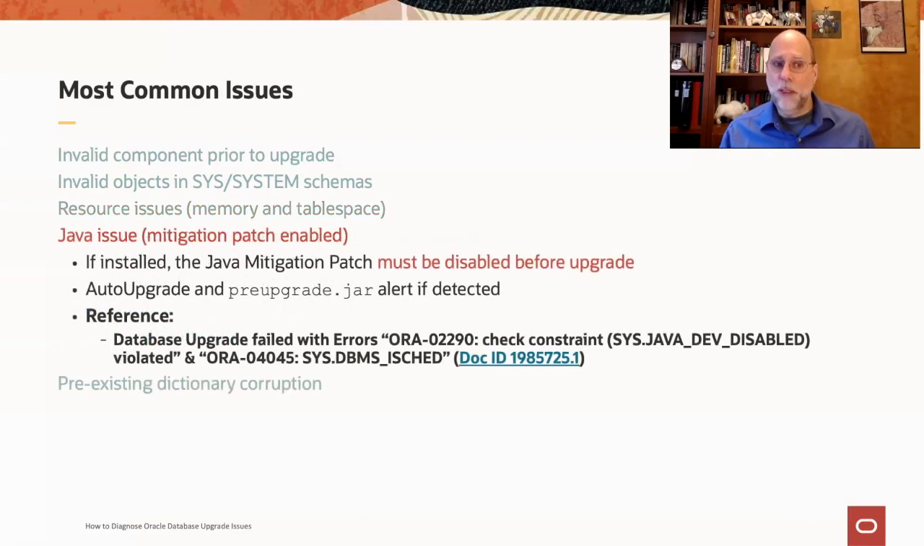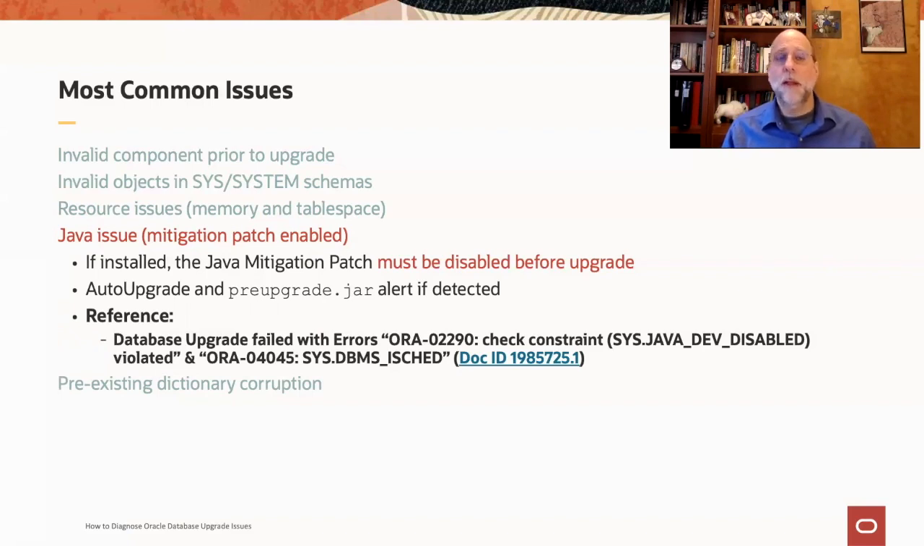Another issue that we do run into occasionally is a Java issue when you've got the Java mitigation patch installed. Now, this gets into that favorite topic that every DBA loves, and that is the patching of the OJVM component, the Oracle Java Machine, which runs Java in the database. Most DBAs are aware that this has been a patching conundrum for several years, ever since Oracle bought Sun and when we started fixing all these security bugs in your JVM.